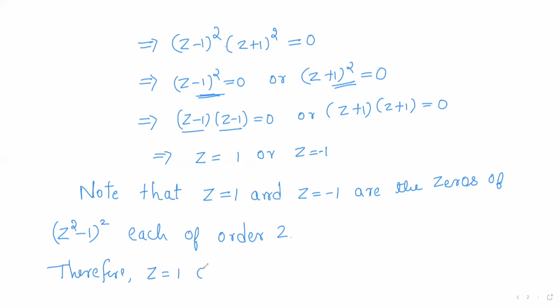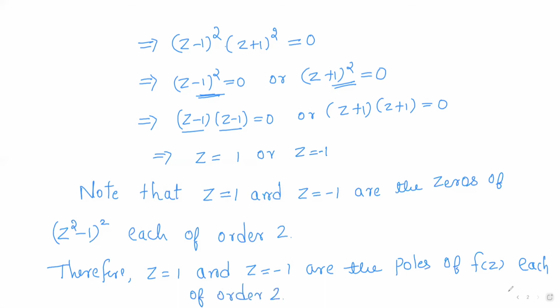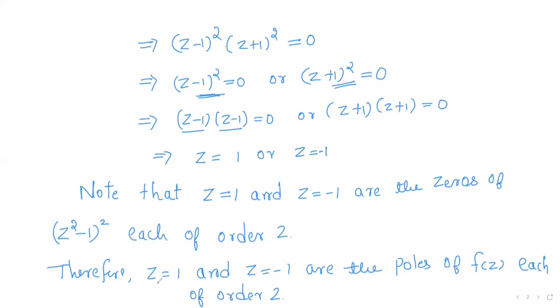Therefore, z is equal to plus 1 and z is equal to minus 1 are the poles of f of z, each of order 2. Right? So whenever we have a pole of order greater than 1, we have a different formula to calculate the residue. As plus 1 and minus 1 are the 2 poles of f of z, now we shall calculate the residue at these poles one by one.